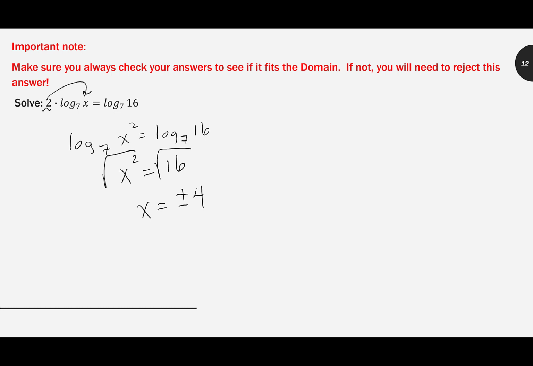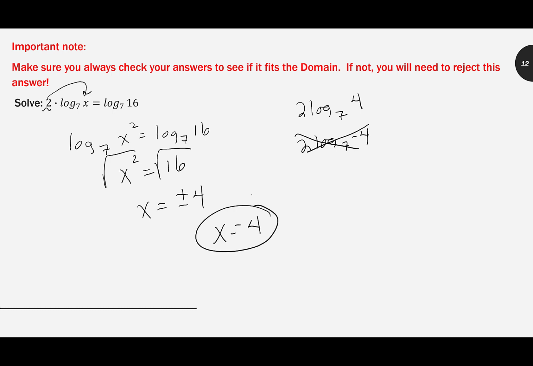Think about plugging this back in, and you're plugging it into the original. So if I try to do 2 times the log base 7 of 4, I'm okay. If I try to do 2 log base 7 of negative 4, this does not work. So I want to say x is equal to 4 only.